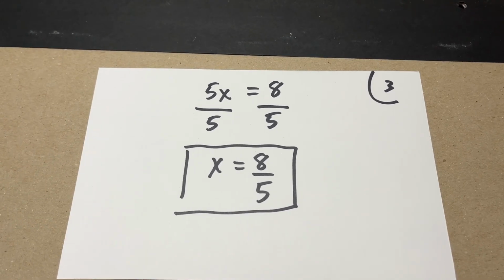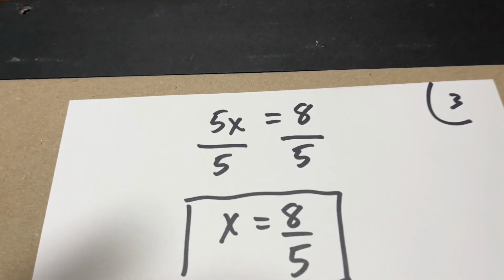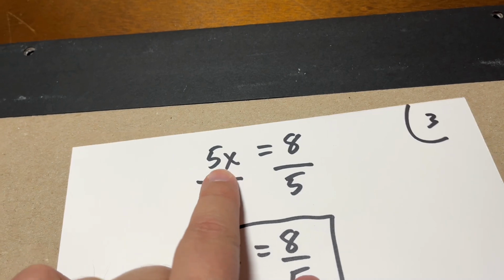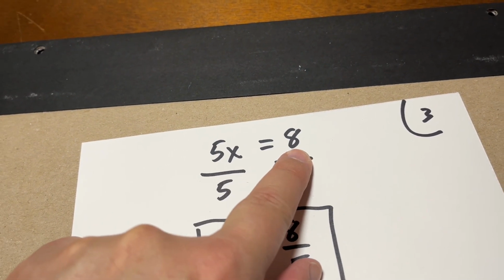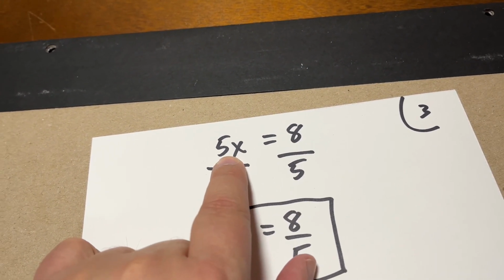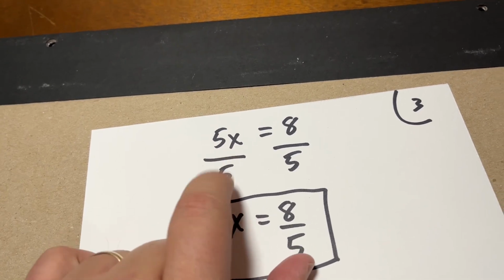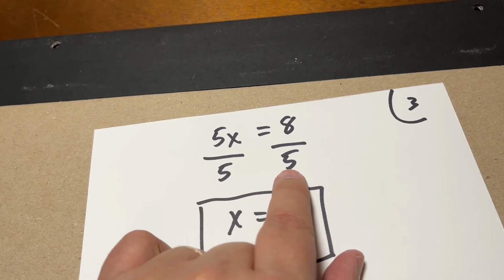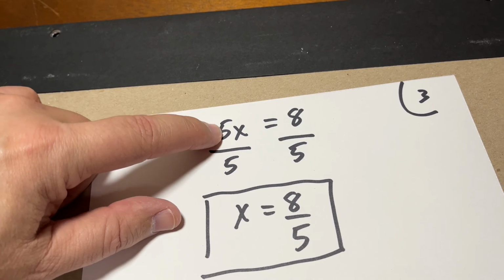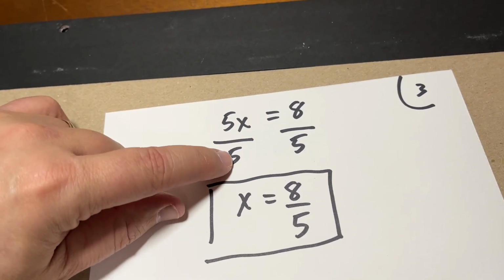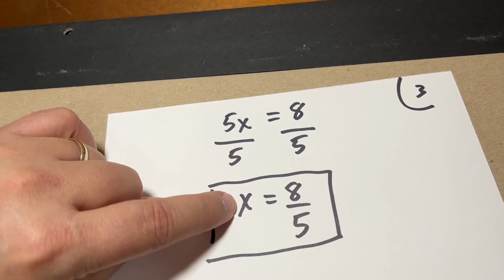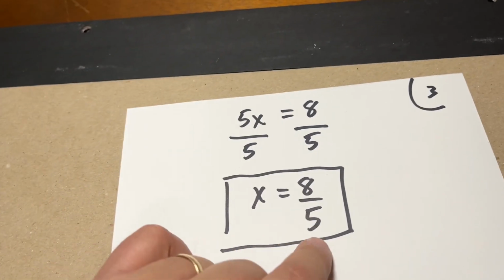So the way we should think about that is this is 5 times some number equals 8. And the inverse operation of multiplication is division. So I'm going to divide both sides by 5. Now these 5s are going to cancel. I'm going to cancel this 5 with that 5 so that I'm left with x. And of course I have 8/5 over here.